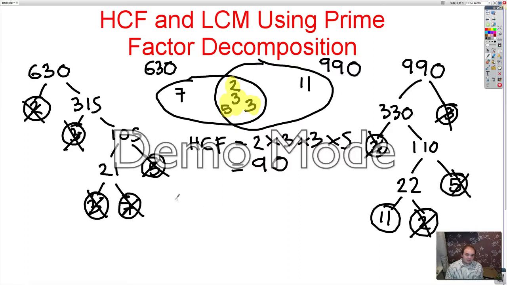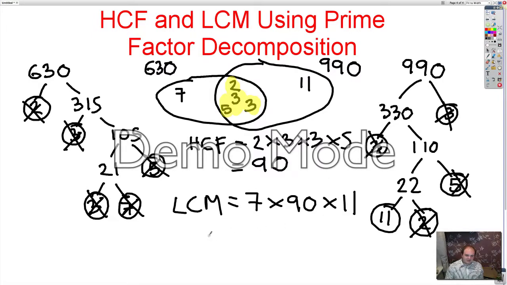Alright, and then the lowest common multiple, again, pretty straightforward, it's just all the numbers times together. So the ones that overlap plus the other 2. Now, I can be a bit clever here. I can say it's 7 times by 2 times 3 times 3 times 5, but I've already worked this out here. So I can put that as 90 times 11.